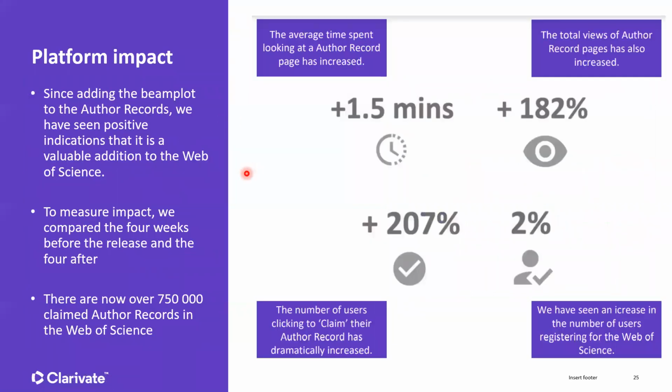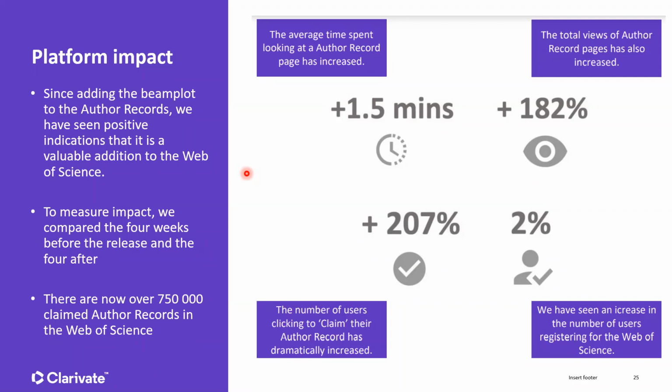All right, so what has been the influence ever since introducing the author impact Beamplot? Well, we can see the impact it has had on the Web of Science. Since adding the Beamplot to the author records, we've seen a positive indication that it's a valuable addition to the Web of Science. To measure the impact, they compared the 4 weeks before the release and then 4 weeks after.